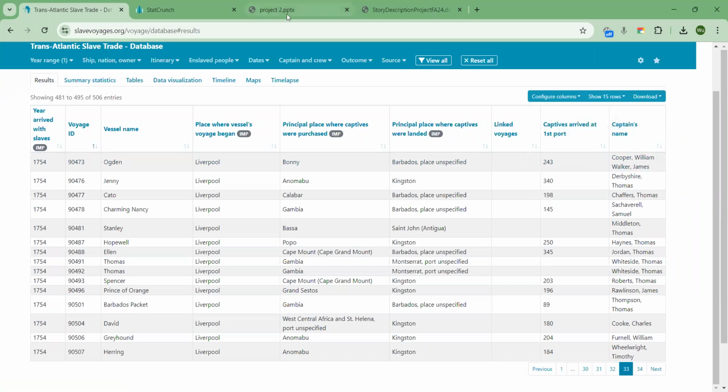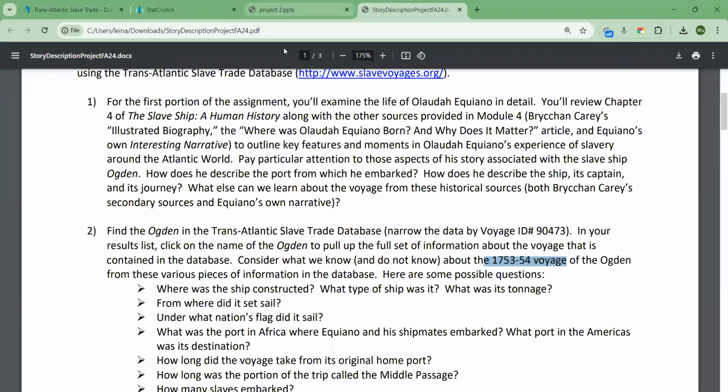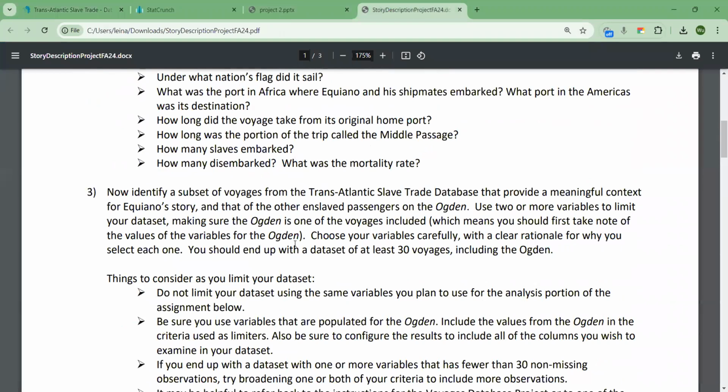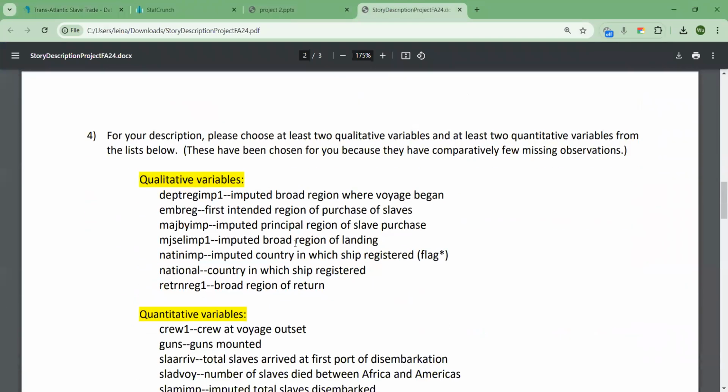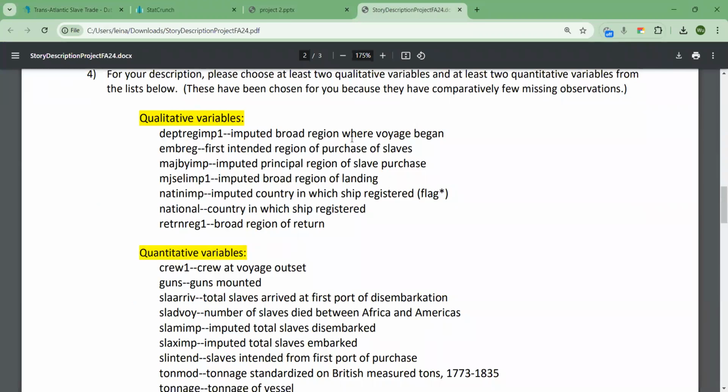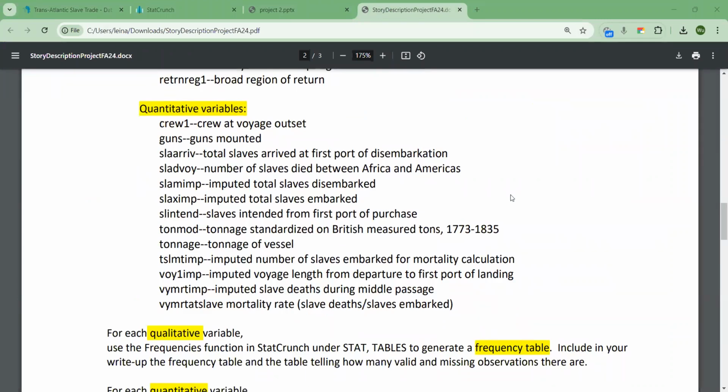All right. So once you have finished that, we'll compare the Ogden voyage with the rest of the voyages in terms of, say, the region where the voyage began. This is one of the options for qualitative, or the principal region of slave purchase. How is Ogden compared to the other voyages in your set? We can also compare the quantitative variables, including, say, total slaves embarked from Ogden compared to the other voyages. You can also compare how many guns were mounted on this particular ship compared to the rest of the ships.